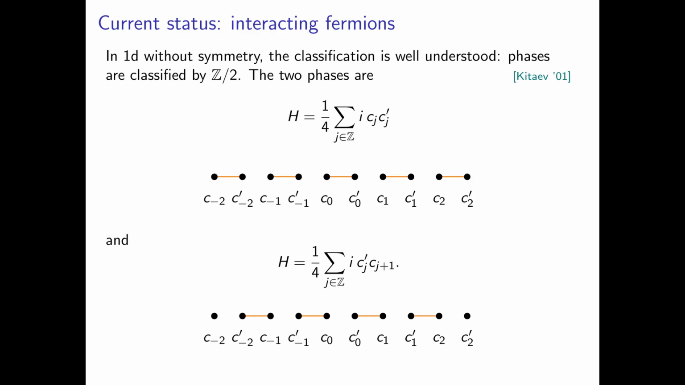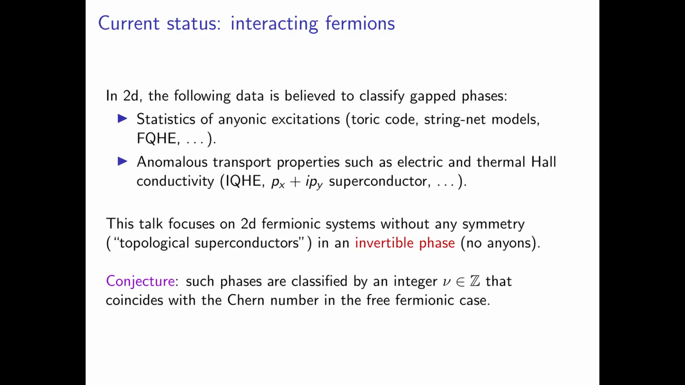And in one dimension, we have a very good understanding of how to classify such phases. If you don't have any symmetries, then they are classified just like in the free-fermionic case. So there are two different phases. Both of them can be represented by free fermions, so this is just quadratic Hamiltonians. We have a chain of Majorana modes in one dimension, and we have different ways of pairing these Majorana modes. Those two different ways correspond to different phases. And now we know how to prove that even if you turn on arbitrary interactions that preserve the gap, we cannot deform one state into another.